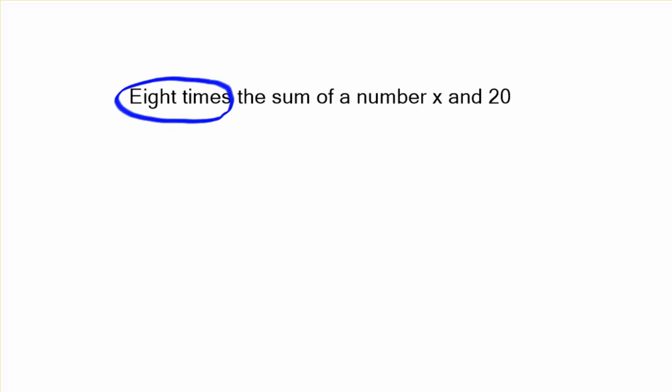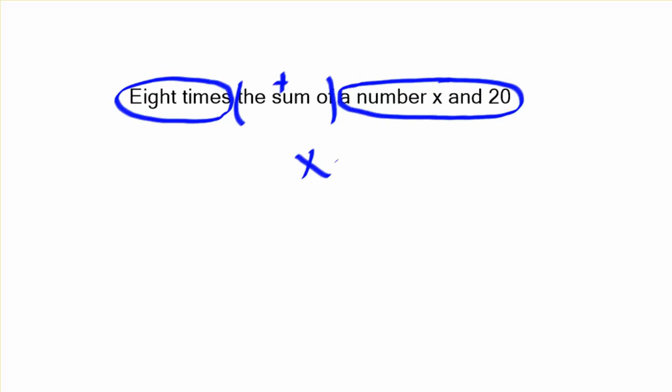8 times the sum of a number x and 20. Now, sum means you're going to add them together first. And sometimes it can be helpful to use parentheses to let you know to do it first. So the sum of a number x and 20 is x plus 20. You have to find that sum and then multiply times 8.